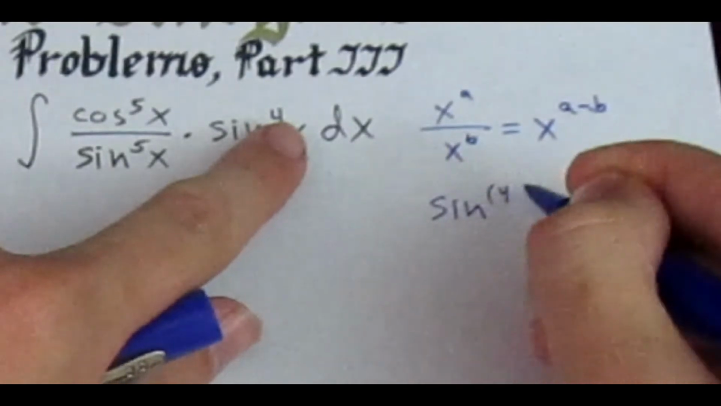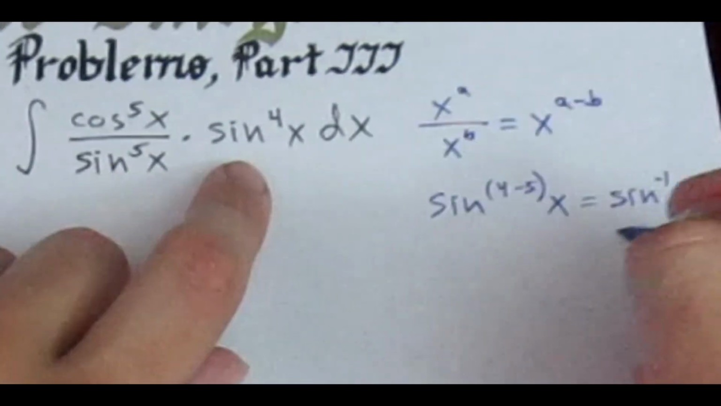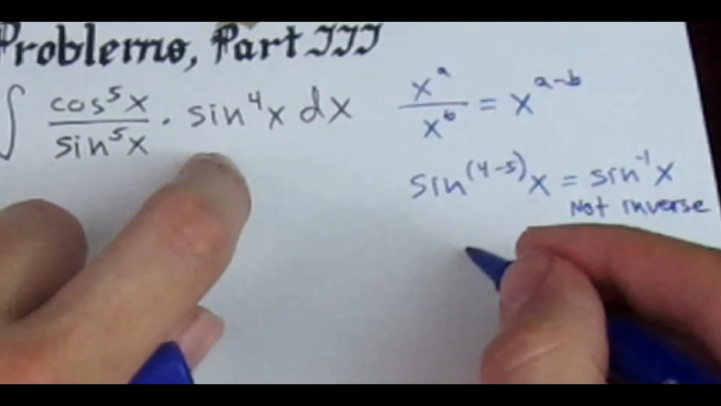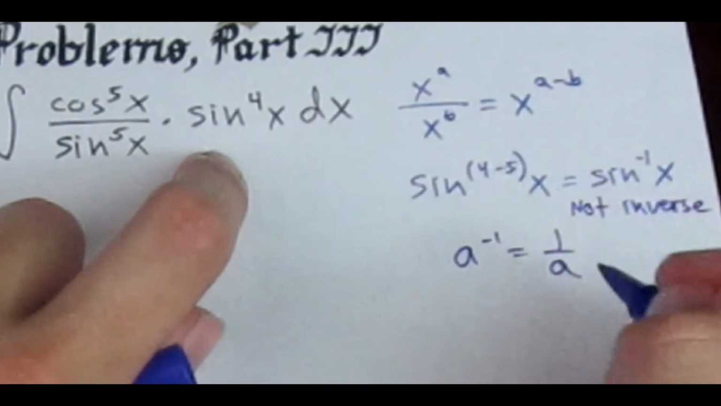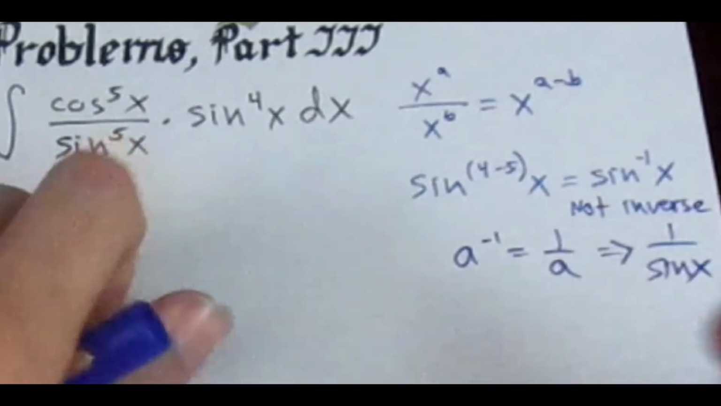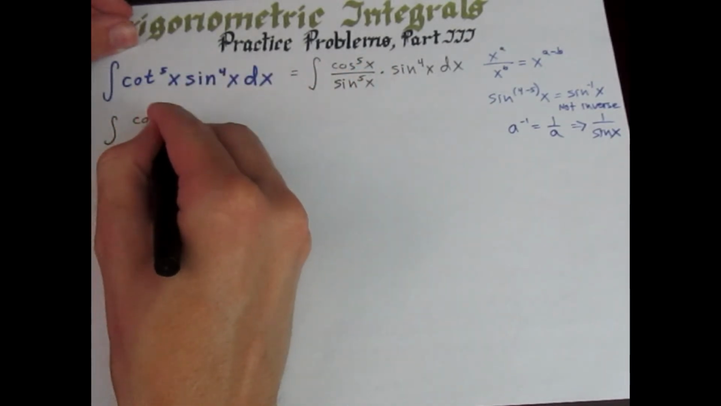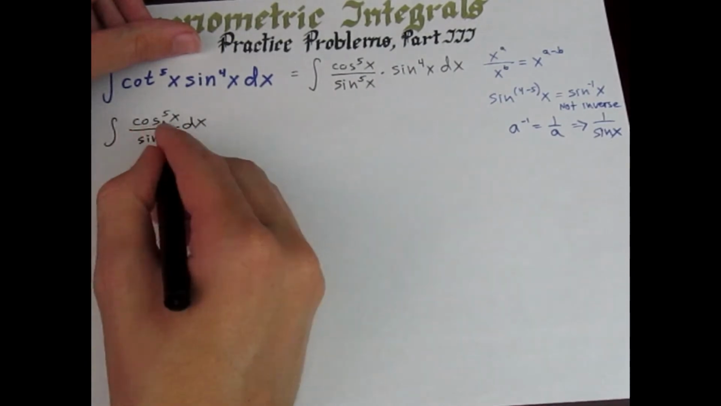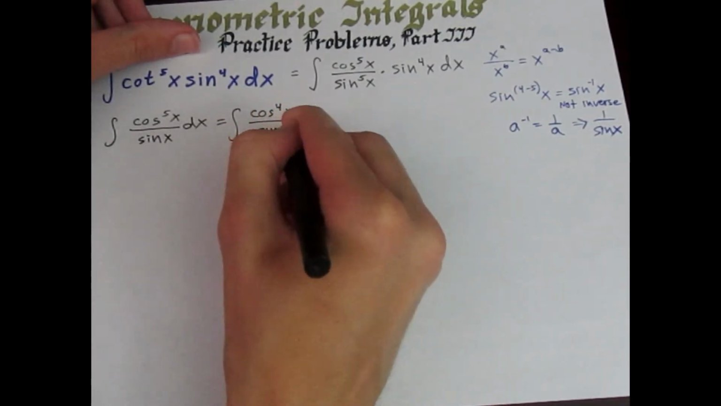sine to the 4 minus 5 x, which is sine to the negative first x, which is not the inverse sine. Recall from algebra, again, that a to the negative 1 equals 1 over a, for example. So this is the same thing as 1 over sine x. Now we have the integral of cosine to the fifth x over sine of x dx. And then let's expand cosine to the fifth x to cosine to the fourth x times cosine x over sine of x dx.